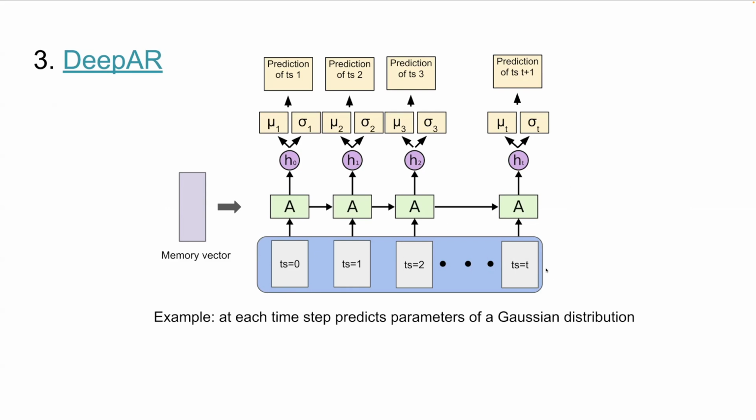One example is that for every time step, maybe we can choose to predict a Gaussian distribution. To predict a Gaussian distribution, at every time step you'll be predicting a mean, which is this mu here, and also the standard deviation, which is sigma. Based on those two numbers, you'll be able to get the Gaussian distribution.